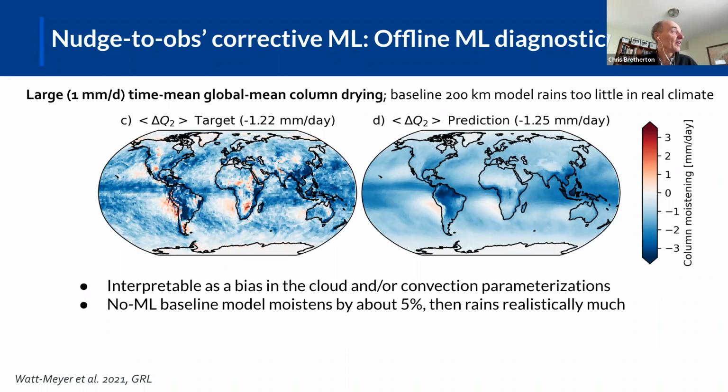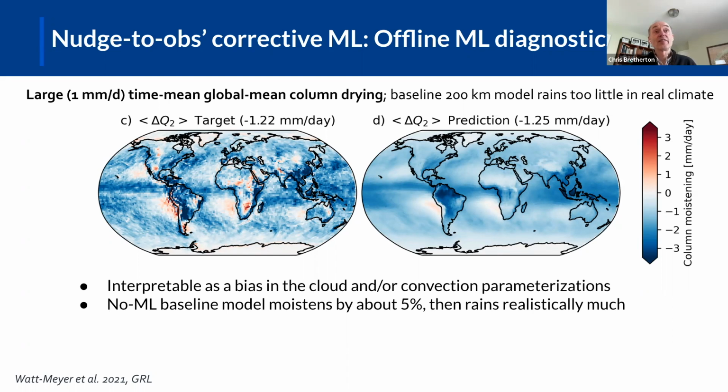And so if the goal of your machine learning is to keep that atmospheric state close to the observed time evolving atmospheric state, it actually has to get rid of moisture to make up for the fact that the model isn't precipitating enough. This is what we call a drying tendency. And in column integral, the drying tendency is the precipitation the machine learning has to make up that the physics isn't doing to keep the atmosphere in its real observed state.